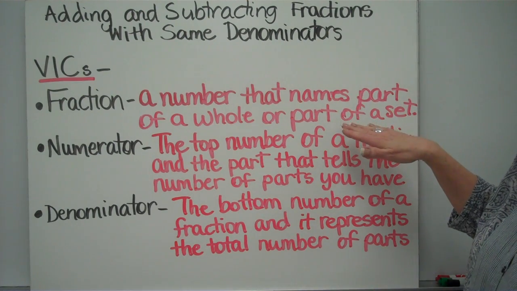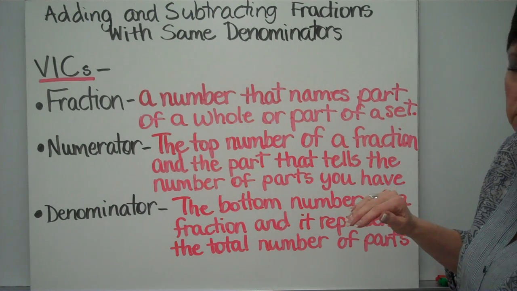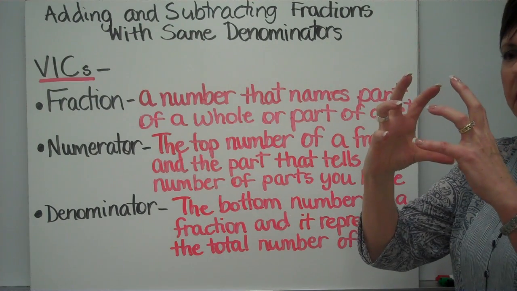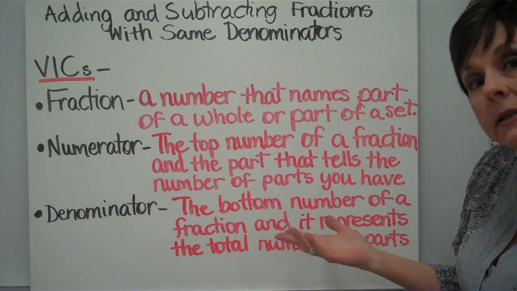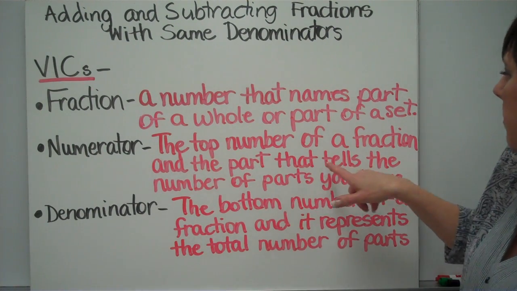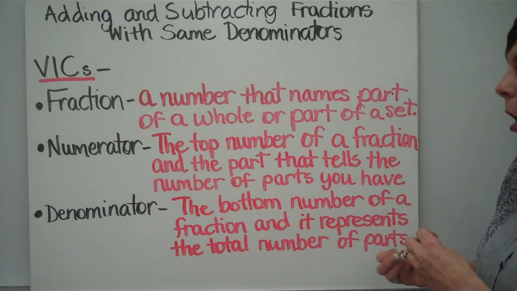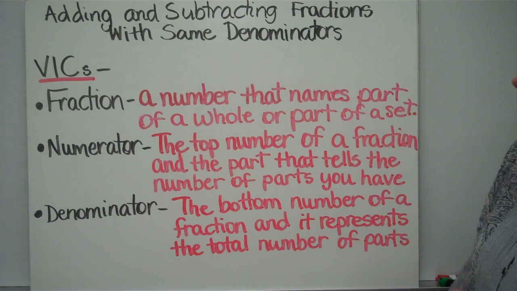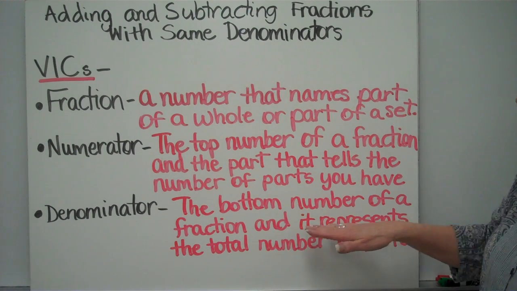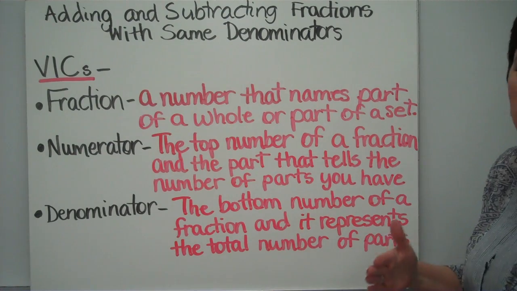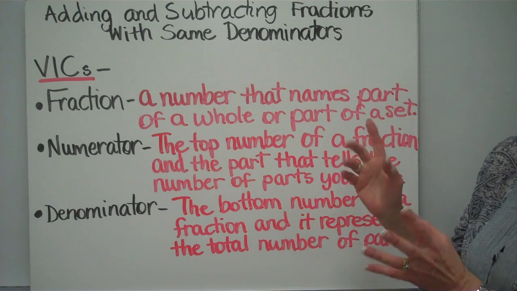A fraction is a number that names part of a whole or part of a set. You might have a whole thing, but a fraction will name part of it. There's a numerator and a denominator. The numerator is the top number of a fraction, and it's the part that tells how many parts of the whole that you have. The denominator is the bottom number, and this represents the total number of parts. It means of all of them together, and then the top number says how many parts that you have.